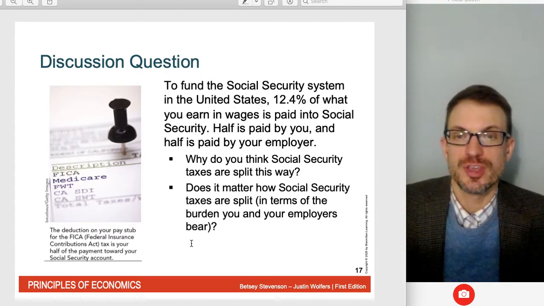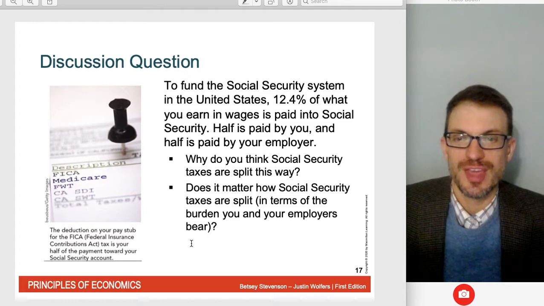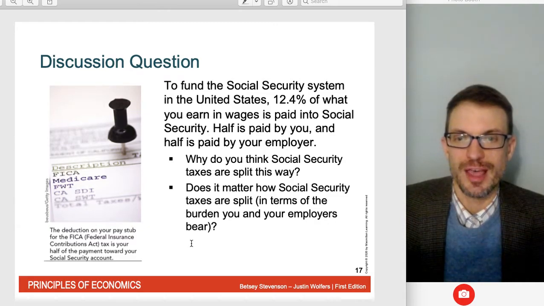To fund the Social Security system, 12.4% of what you earn is paid into Social Security, half paid by you, half paid by the employer. Why do you think Social Security taxes are split this way? Does it matter how they are split in terms of the burden to you and your employers? You think of wages as a price for labor, so this is just like any other market. Actually, it doesn't matter. Who bears the burden comes down to which side is more inelastic, you or your employer.